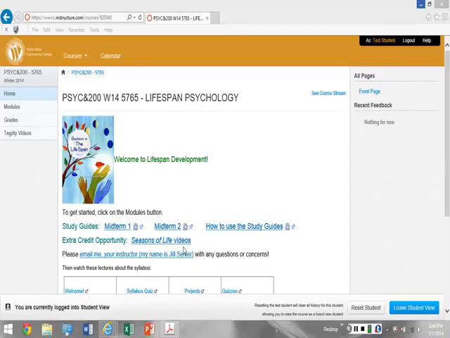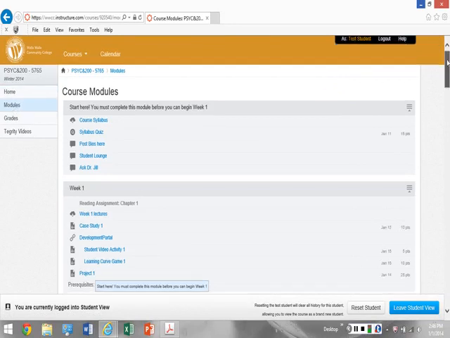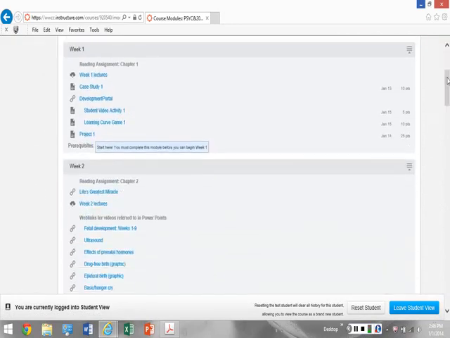Okay, here we are back at the home page, and let's take a look at the assignments that are in the modules. So in the modules, let's start with week 1 because that's where we start getting into the repetitive, sort of predictable contents. First off, you'll notice I've listed your reading assignment in each module so that you'll remember what chapter you're supposed to be working on.